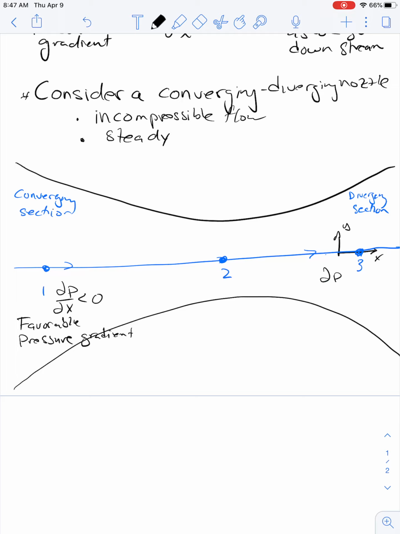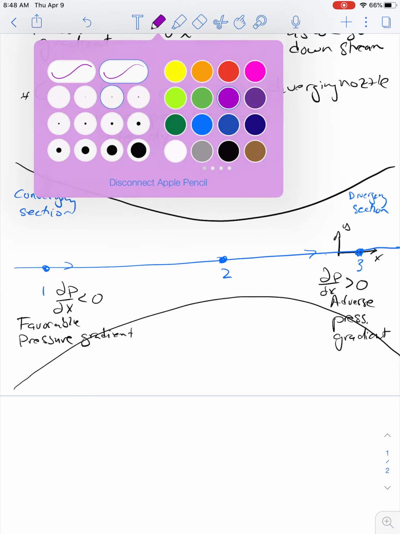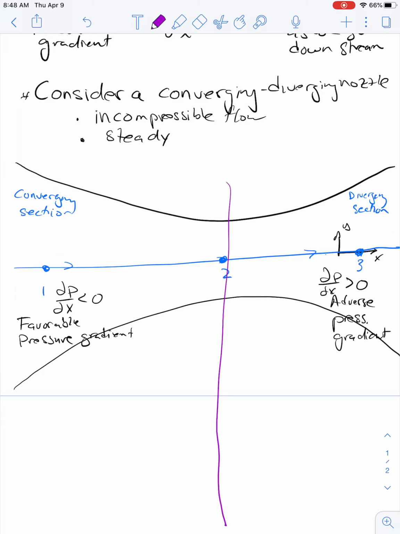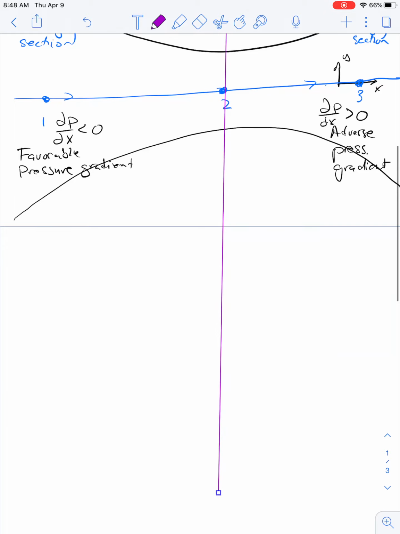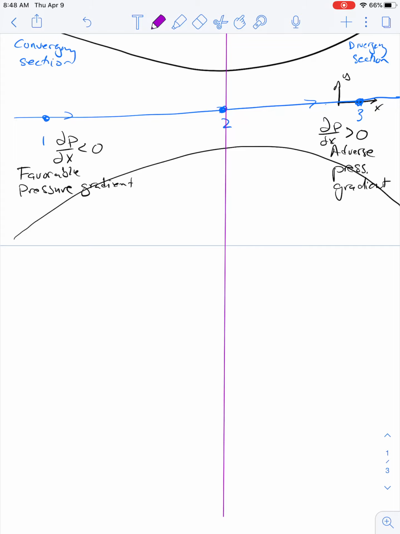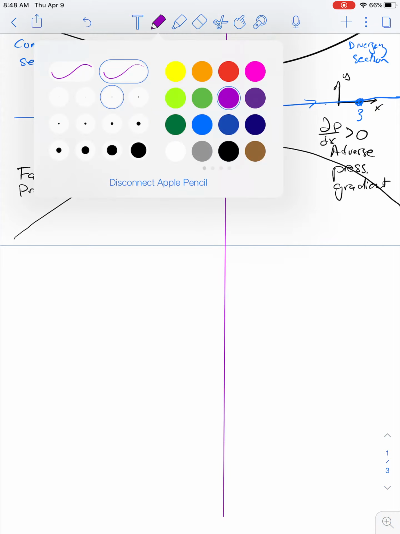And over here, dp dx is greater than 0, which means we have an adverse pressure gradient. Okay, and let's talk a little bit about what we mean by this. So let's divide our domain here in half somehow, and that way I'll keep things going, each on one side and then on the other.